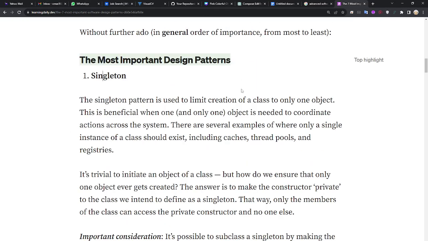The singleton pattern is used to limit creation of a class to only one object. This is beneficial when one and only one object is needed to coordinate actions across the system. There are several examples of where only a singleton instance of a class should exist, including caches, thread pools, and registries.